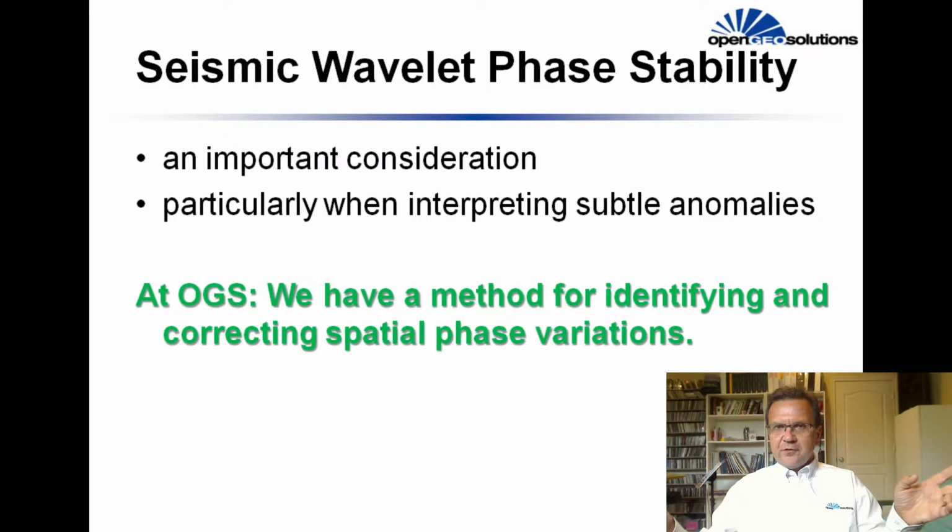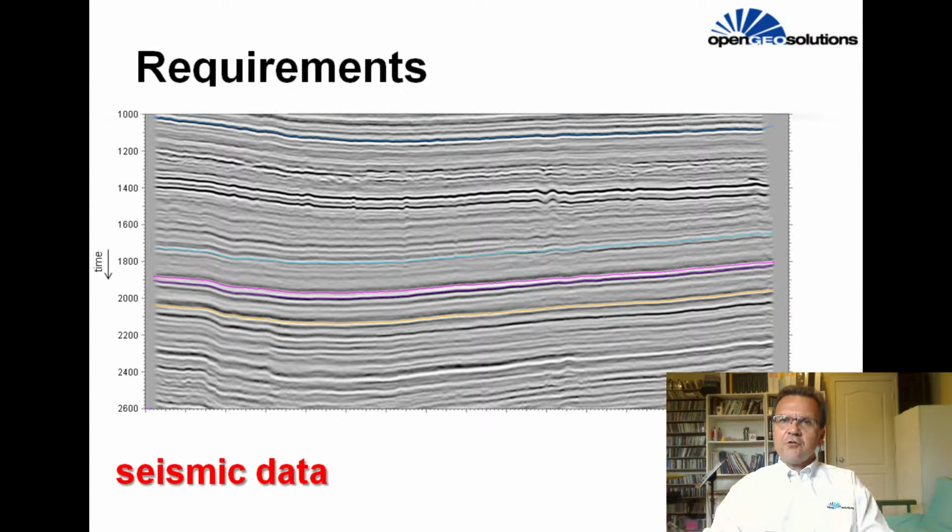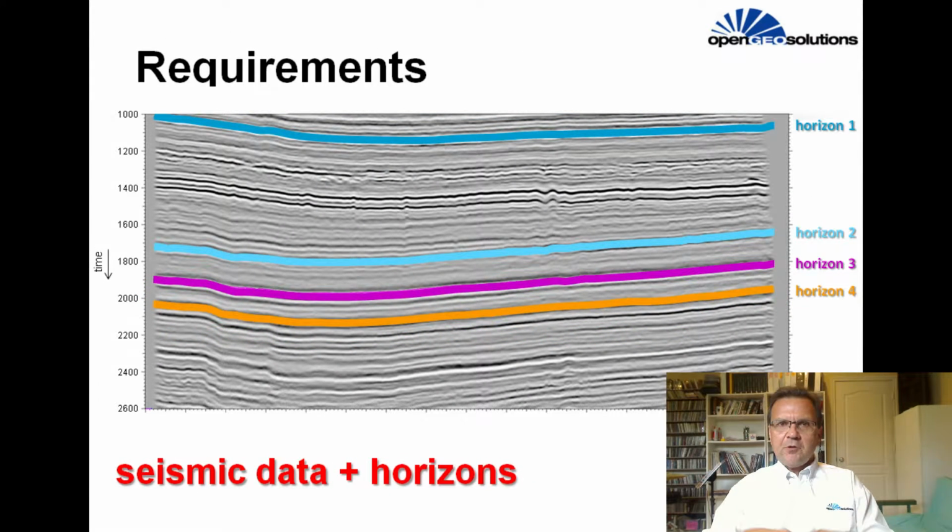Seismic wavelet phase stability is an important consideration, particularly when interpreting subtle reflection anomalies. At OGS, we have a method for identifying and correcting spatial phase variations. The procedure requires the seismic data along with horizon control for the dominant reflections in the geological column.